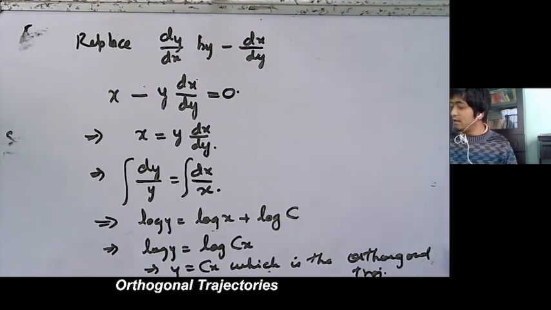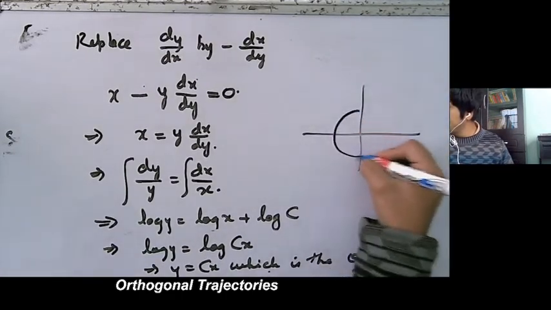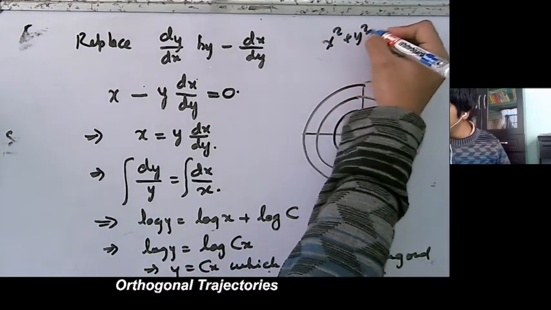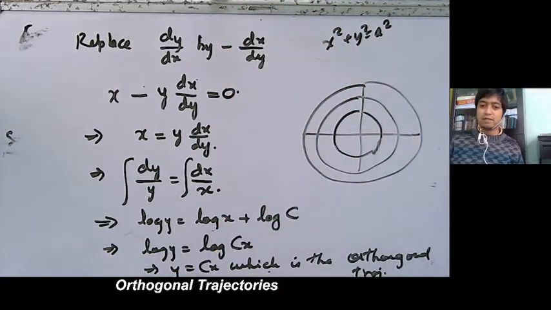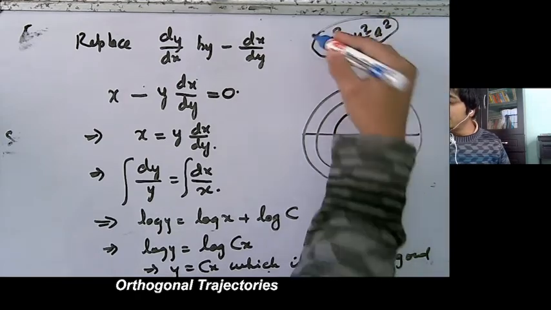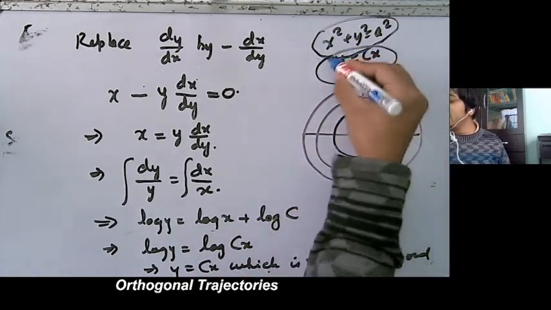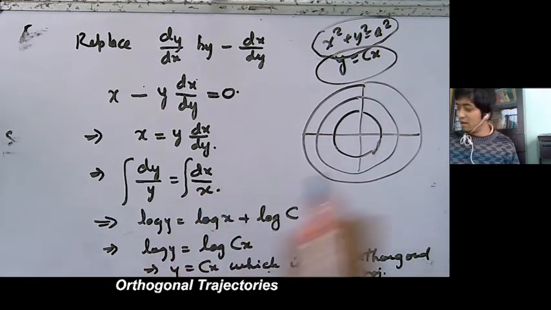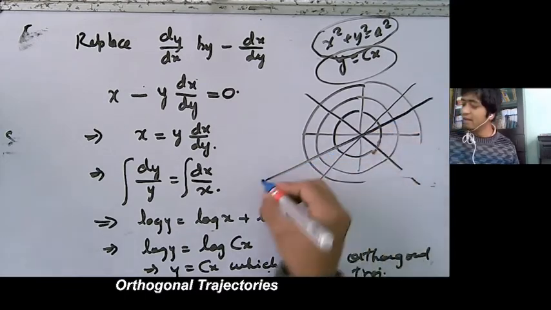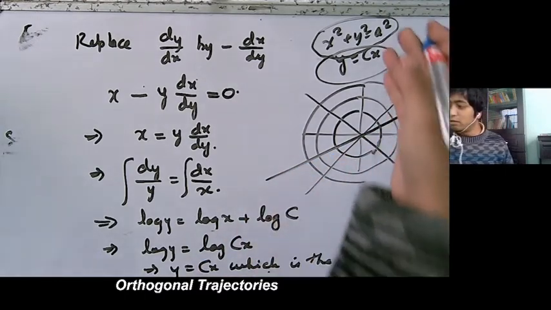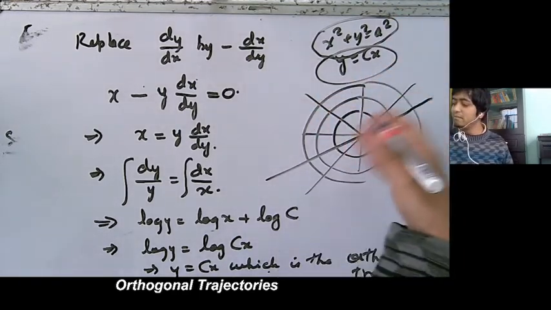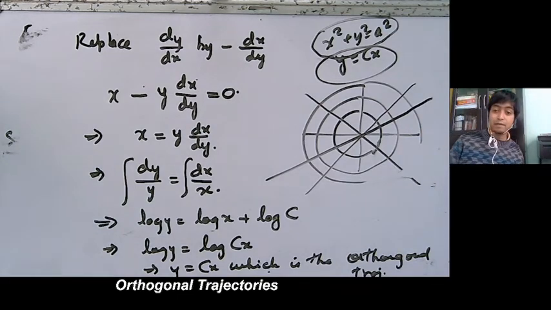Let us see what exactly we did here. We were having circles, x squared plus y squared equal a squared. After doing all those steps, we are having the equation y equal cx. This one is a family of circles, and this one is a family of straight lines passing through the origin, y equal mx. That is exactly what I said in the very beginning when I gave you that example: the orthogonal trajectories of the family of circles is just the family of straight lines passing through the origin. I hope that is clear.